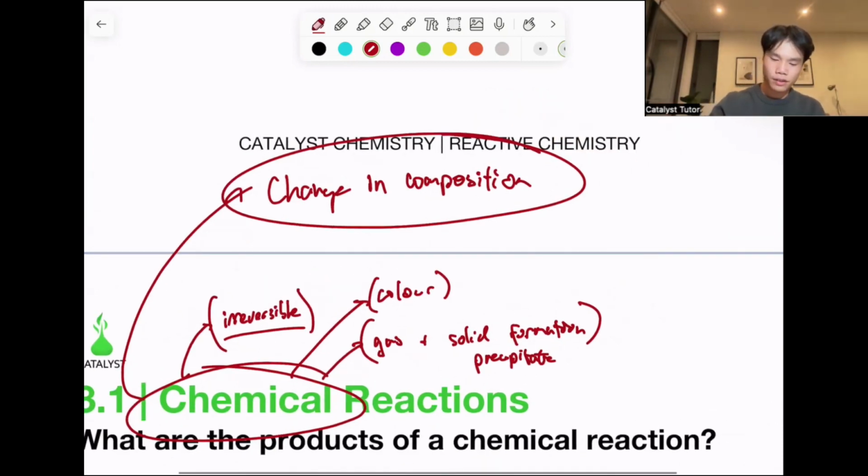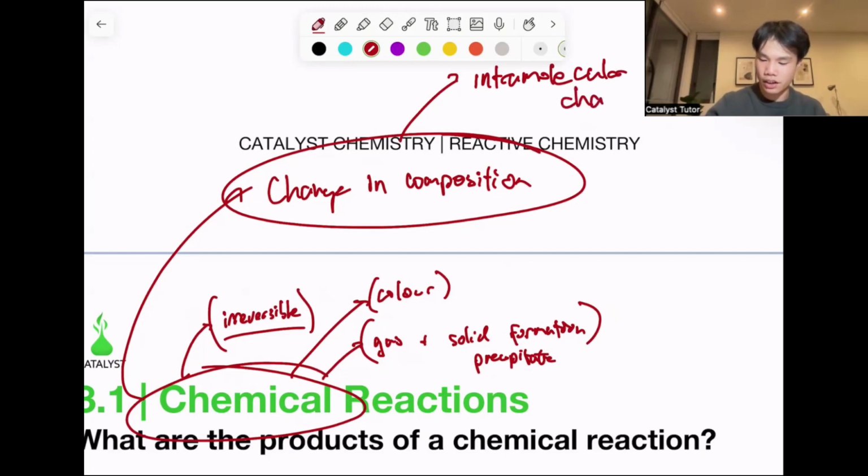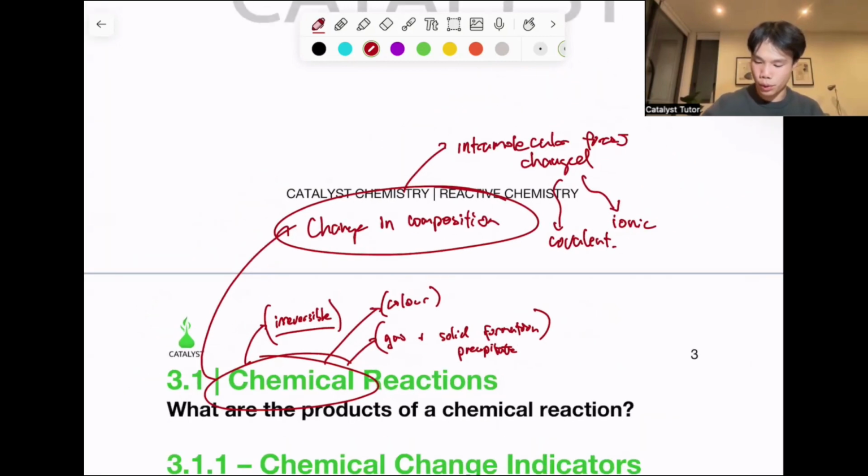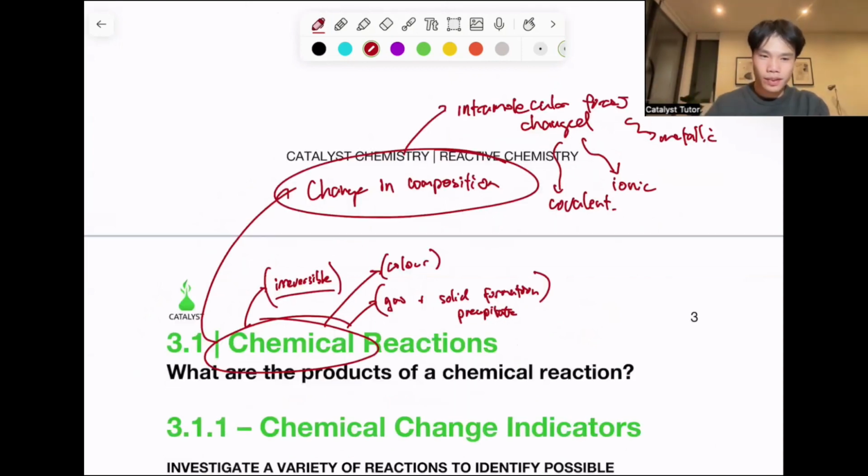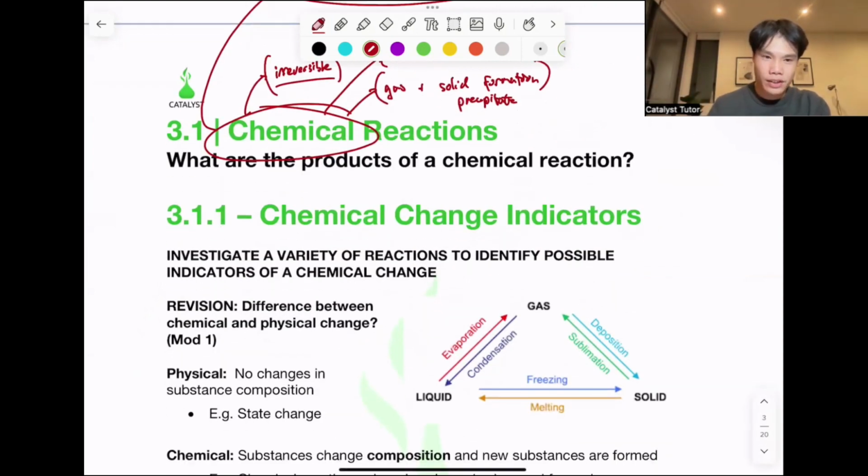So change in composition, I'm liking these ideas. We have the intramolecular forces being changed. And this could be due with ionic or covalent. And for our purposes, we can also maybe consider metallic, but metallic is always a little bit more peripheral for our purposes. Okay, good. So chemical change.